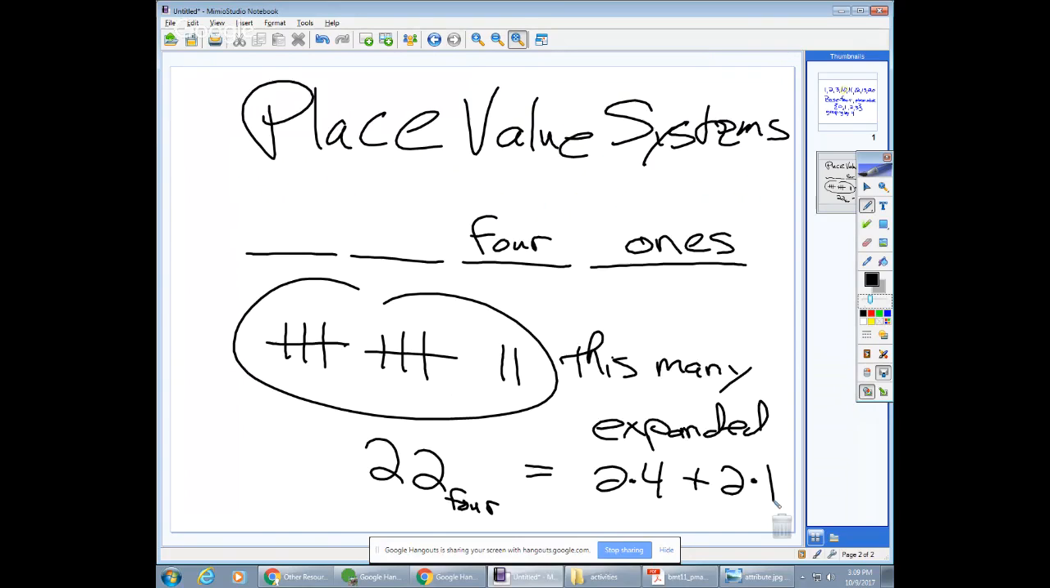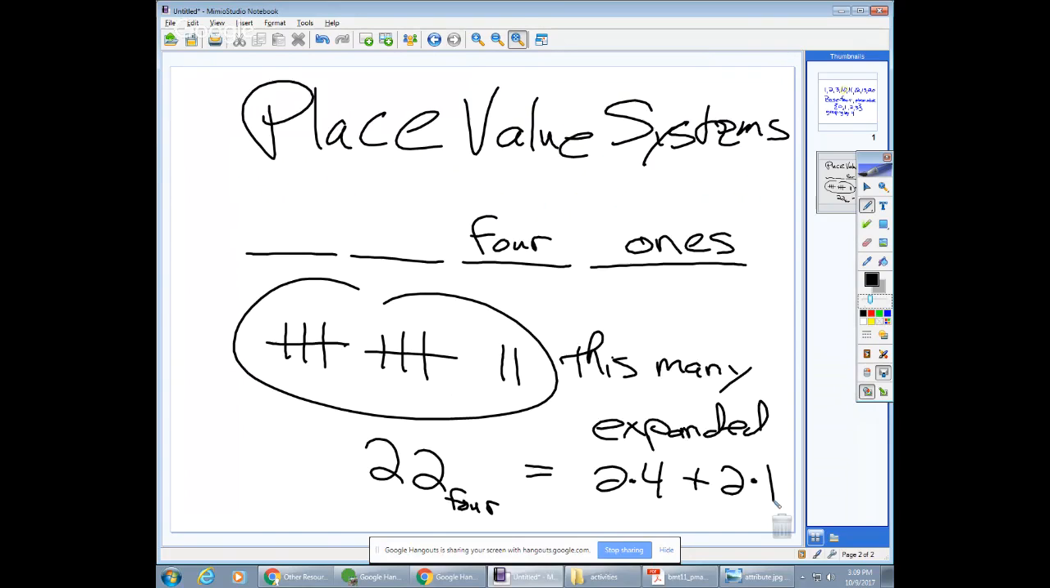So what's the next grouping here? Can you guess? 1s, 4s, and then? It's okay to be wrong. I learn every day. Ask my daughters. What are we grouping by here?